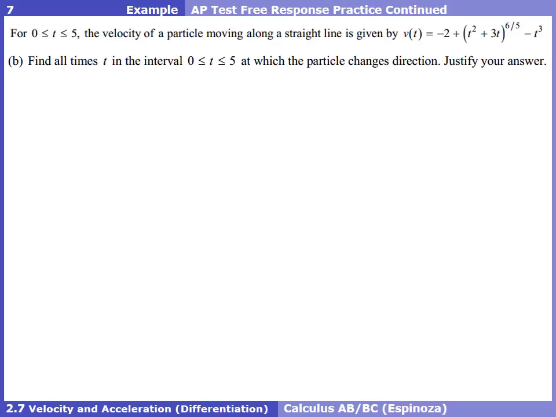Okay, part B of this question says, find all the times t from 0 to 5 at which the particle changes direction. Then we need to justify our answer. So how are we going to do this problem? Well, for a particle to change direction, we need to see the velocity change from negative to positive and in between pass through 0, or see the velocity change from positive to negative, but in between stop or become 0. So what would be the best way to approach this problem?